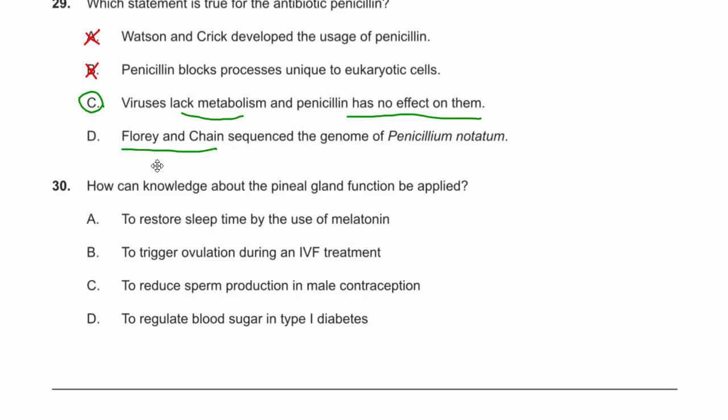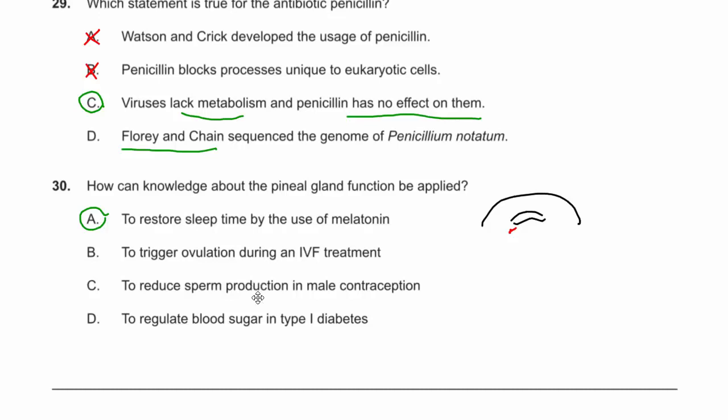30. How can knowledge about the pineal gland function be applied? Yeah, so the pineal gland is the gland that controls circadian rhythm in most animals, and it is controlling the release of the sleep hormone melatonin. So if you have the brain here, then the pineal gland is kind of back here. So very small but very important. A. To restore sleep time by the use of melatonin. Yeah, this sounds very correct because the pineal gland releases melatonin. Melatonin affects sleep time. Yes.